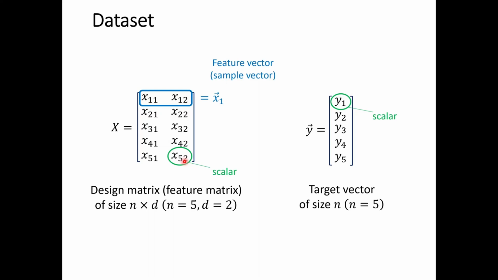Each element of a vector or a matrix is a scalar, that is just a number. All values of the target variable together are a target vector of size n. In our example, n equals 5. Each element of the target vector is a scalar.